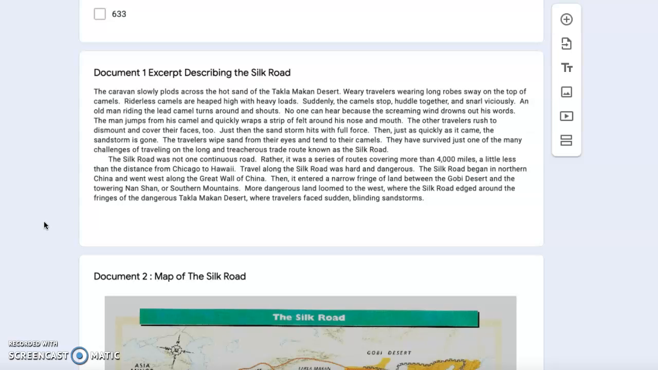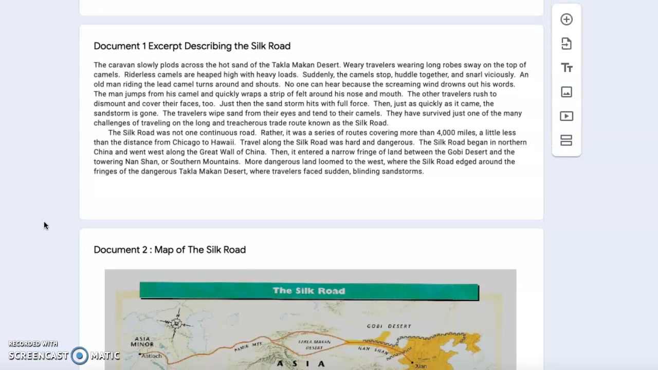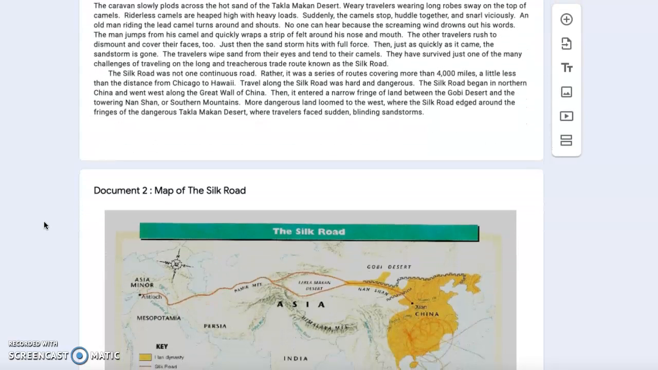The man jumps from his camel and quickly wraps a strip of felt around his nose and mouth. The other travelers rush to dismount and cover their faces too. Just then, the sandstorm hits with full force. Then, just as quickly as it came, the sandstorm is gone. The travelers wipe sand from their eyes and tend to their camels. They have survived just one of the many challenges of traveling on the long and treacherous trade route known as the Silk Road. The Silk Road was not one continuous road.